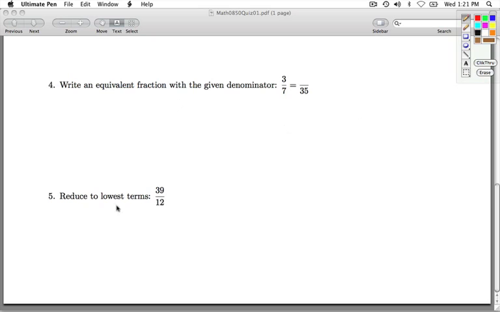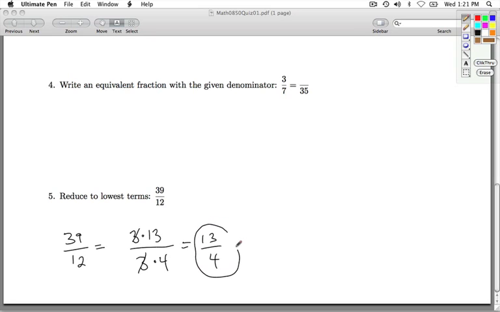The last question, reduce to lowest terms, 39 over 12. So 39/12. In order to reduce, we have to cancel common factors. So we factor the numerator, we factor the denominator, we have a common factor of 3 that we can cancel, and so our final answer is 13/4. So that'll do it for quiz 1.